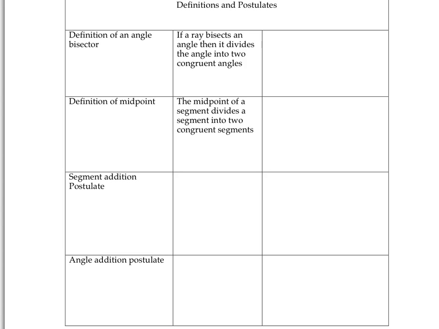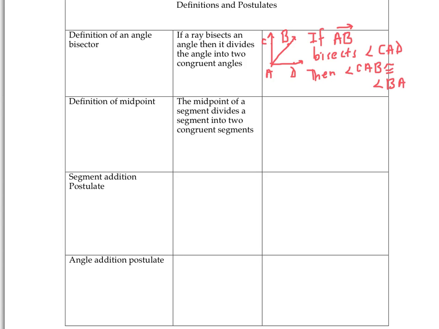So for instance, if we have a little picture of an angle, and let's call this angle CAD. Let's put point B right here on that angle bisector. And so if we say that ray AB bisects angle CAD, what we can take away from that is angle CAB is congruent to angle BAD. So again, we're looking to our postulates and definitions to ask ourselves, what information do we know just based on what's given?